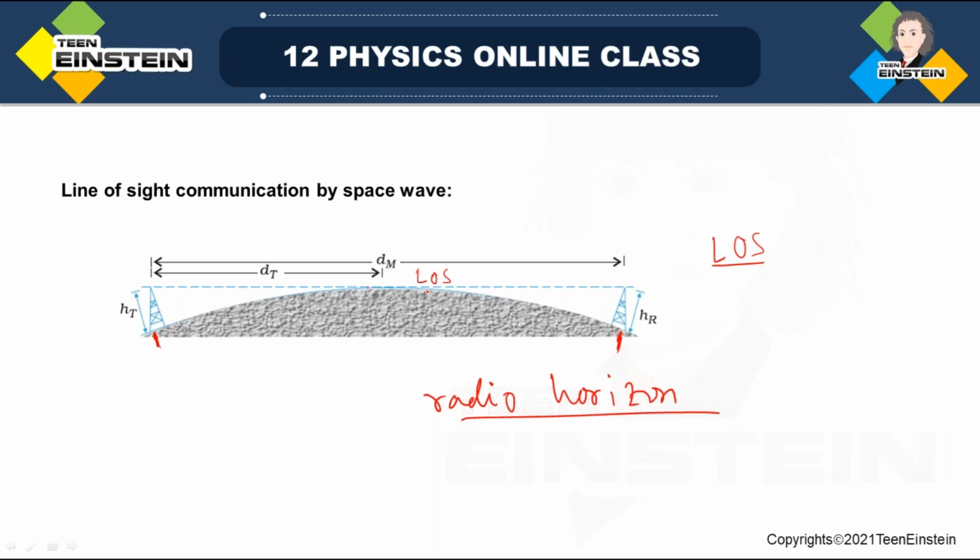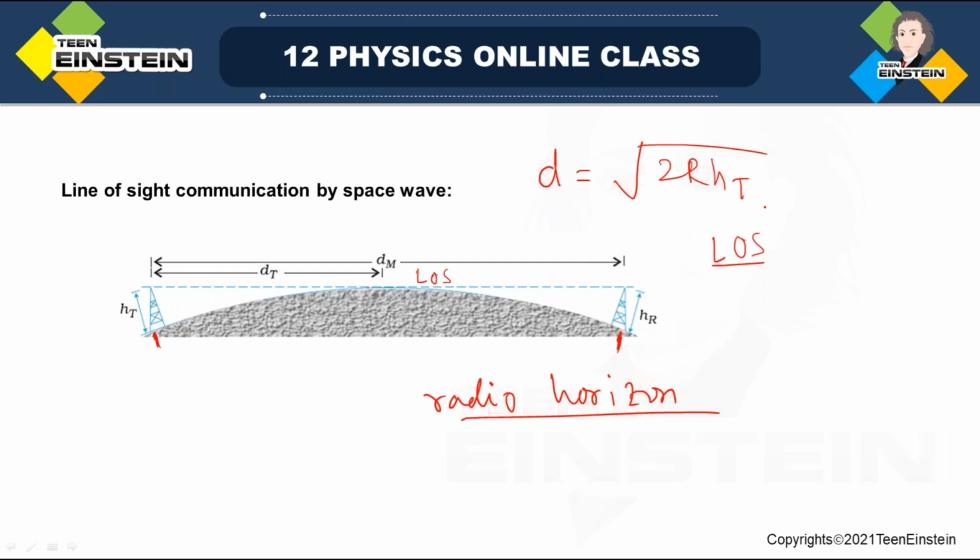Now we already know this distance will be d, which we have already calculated. This d is root over 2R ht, where ht is the height of the transmitting antenna. The line of sight radio horizon for a single antenna at sea level is given by root over 2R ht.